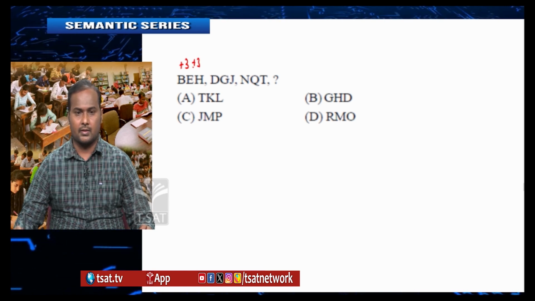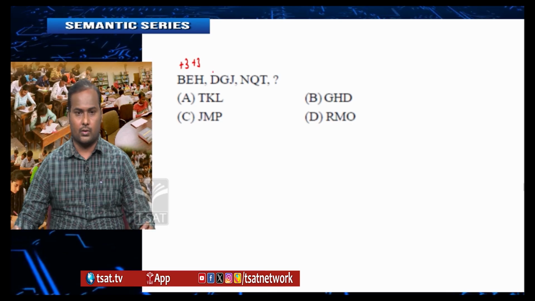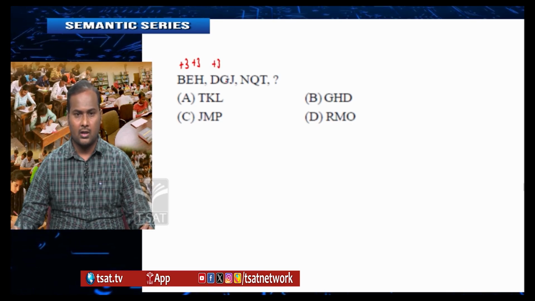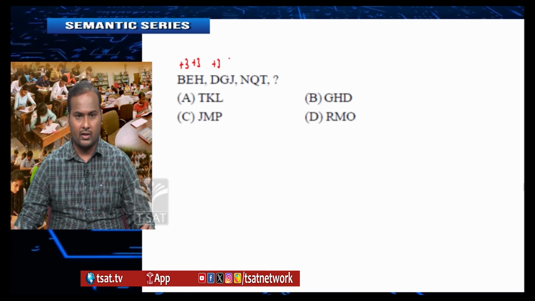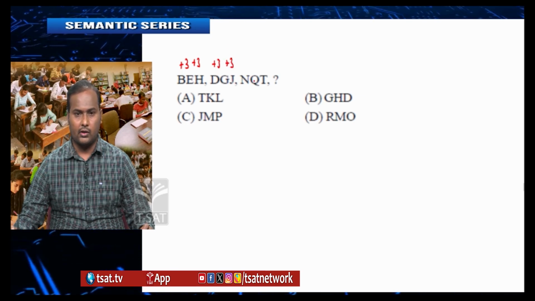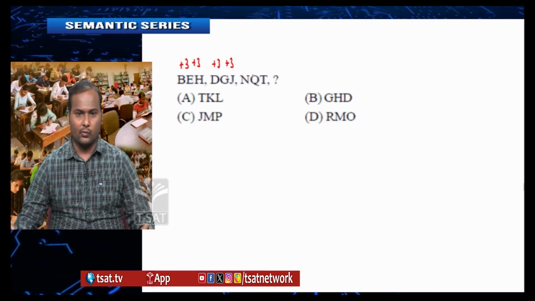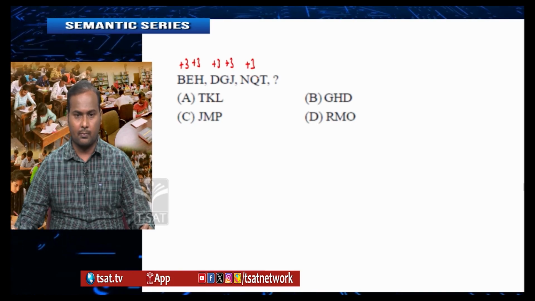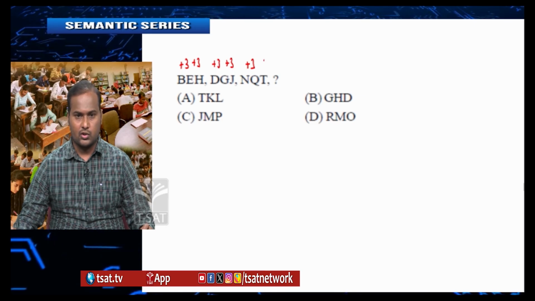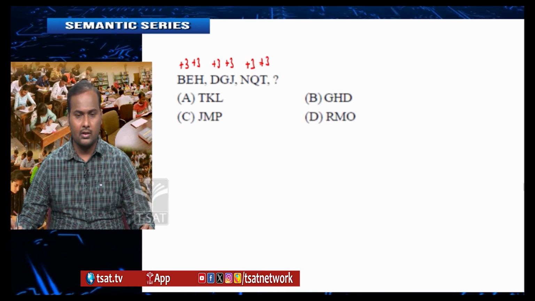So, plus 3 plus 3. In the same way, check the next one. D to G, it is increasing by plus 3. Again, G to J, here also it is increasing by 3. In the same way, N to Q, N is 14, Q is 17, so it is increasing by plus 3. And Q to T, Q is 17 and T is 20, here also it is increasing by 3.